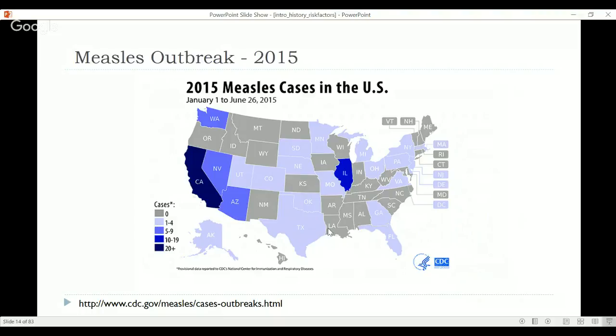And again, outbreaks, because they're for the most part clustered in communities, originating in California and then spreading from there.